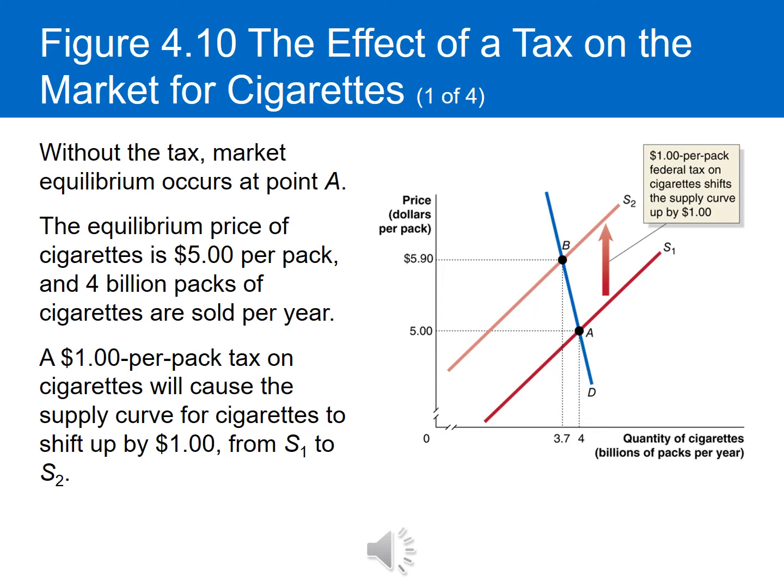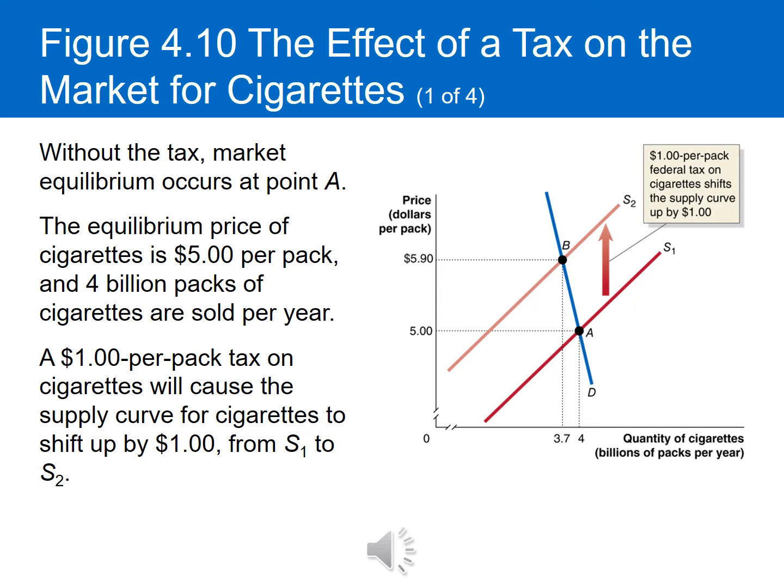With the example on the right, the market in equilibrium is where the S1 supply curve crosses the demand curve. That's going to be at point A. So the price per pack of cigarettes will be $5, and the equilibrium quantity of cigarettes is going to be 4 billion packs sold.